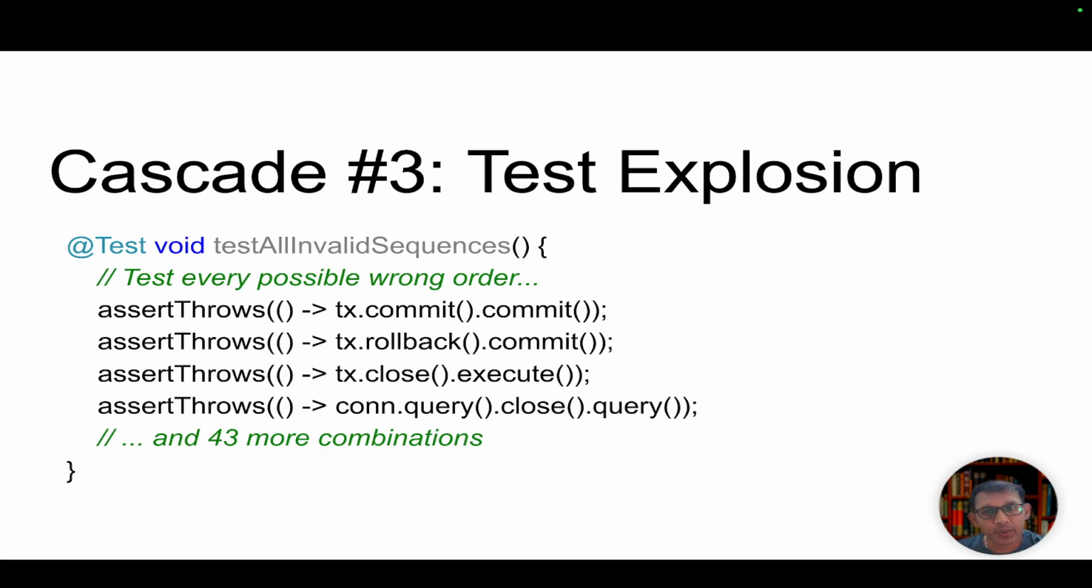Third, your test suite explodes. You're not testing business logic anymore. You're testing every possible way someone could call methods in the wrong order. You end up with test methods that verify dozens of invalid sequences, and you'll never achieve full coverage of all possible protocol violations.